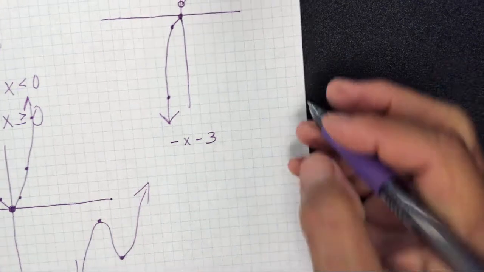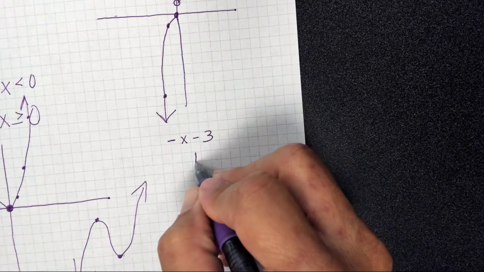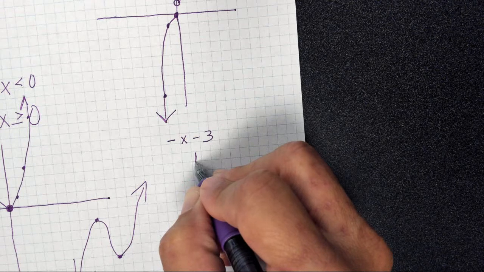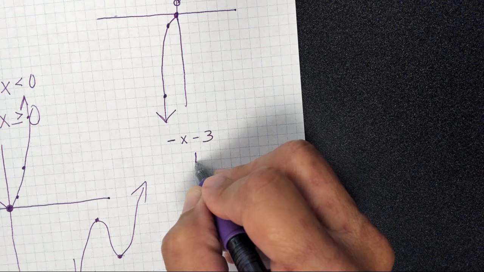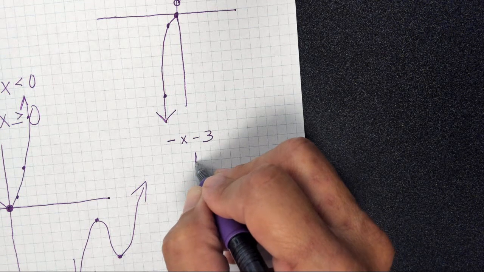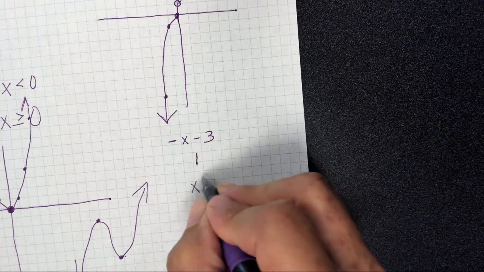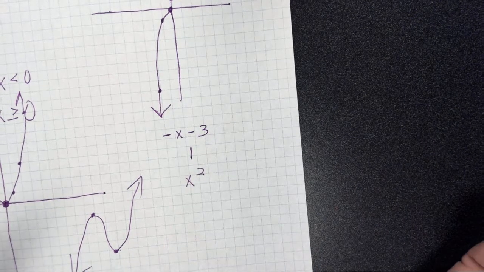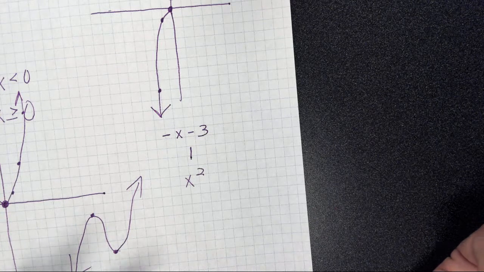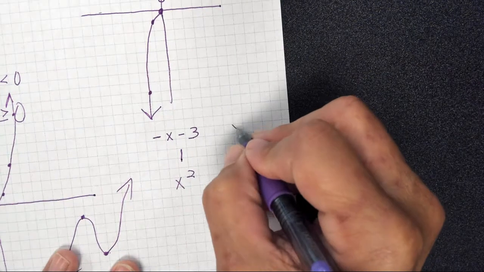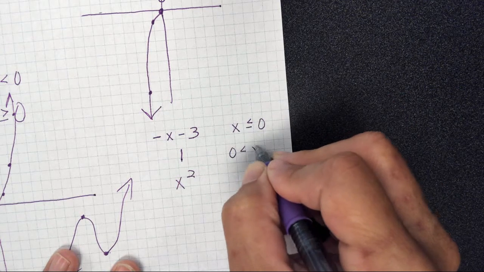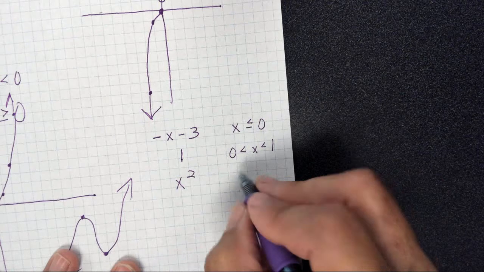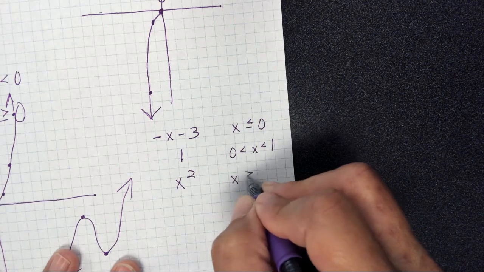Okay? And then I want to graph just 1. What is y equals 1? Straight line. Well, all lines are straight technically. So try another word. Horizontal line. All right? And then I want to graph x squared, which is a part of a parabola. Okay? So here I want to go less than or equal to 0. Here I want to go between 0 and 1. And here I want to go greater than or equal to 1.